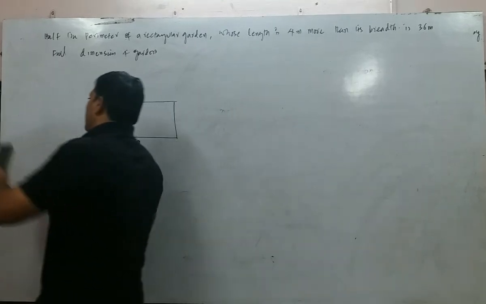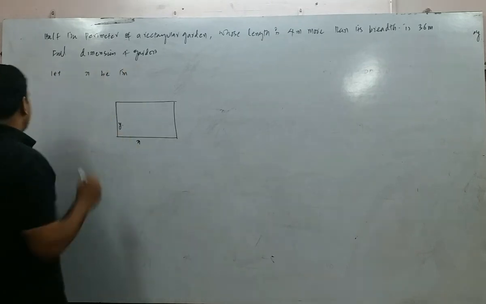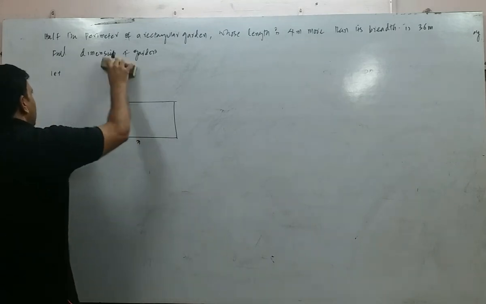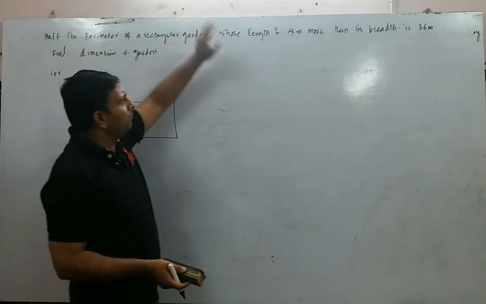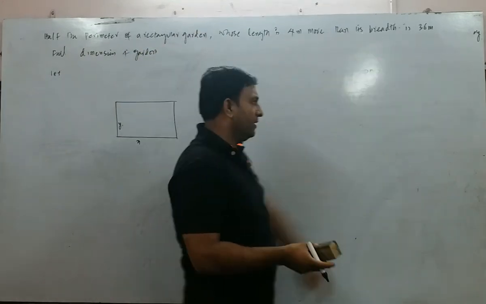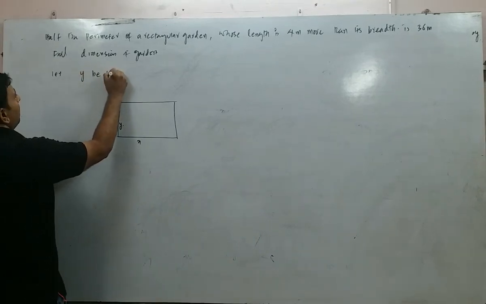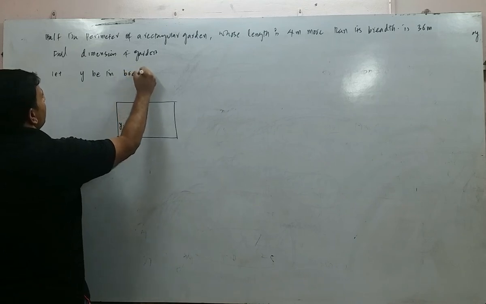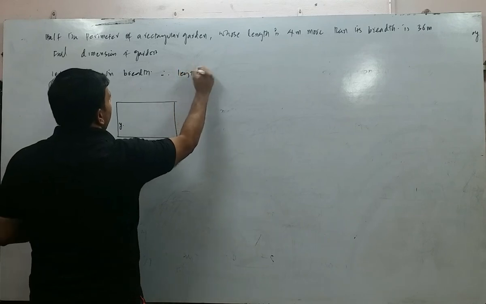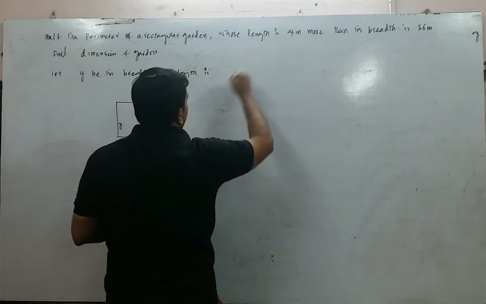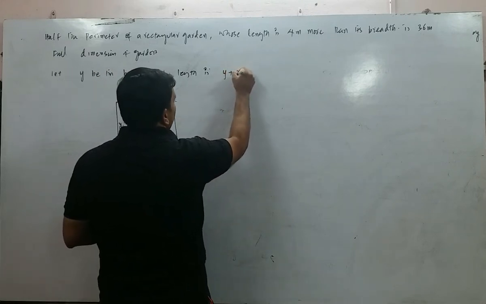Once again we will assume, let x be the... Now here there is a trick. How do you do this problem in a much more simple fashion? The perimeter of a rectangular garden whose length is 4 meters more than its breadth. So I have to assume, let y be the breadth. Therefore, length is how much? 4 meters more means it is y plus 4. Length is how much? y plus 4. Is it clear to you?